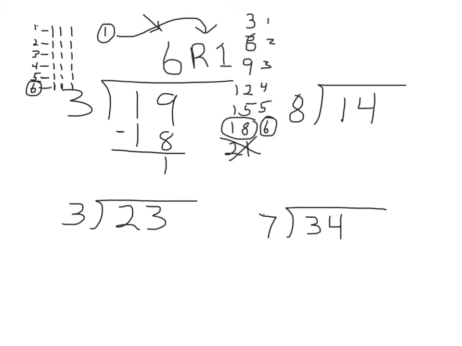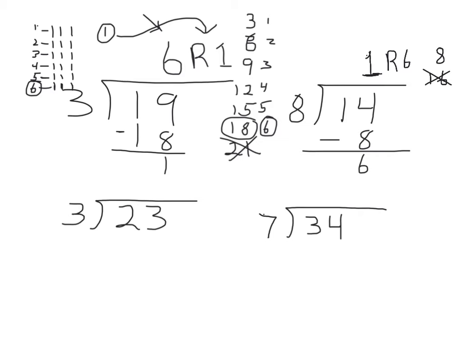Let's try another one. 14 divided by 8. So we need to think about how many 8s go into 14. If I skip count by 8, I know we have 8 and then 16. So 16 is too much. So that tells me we have 1 group of 8 here. And then if I subtract my 8 from 14, I have 6 left over, so that's a remainder of 6.